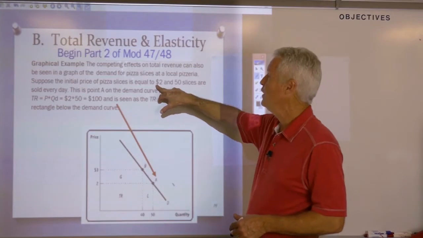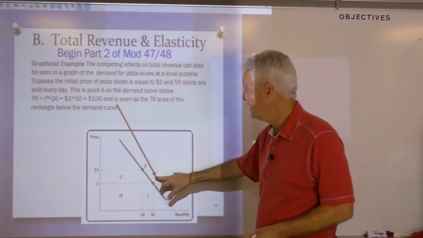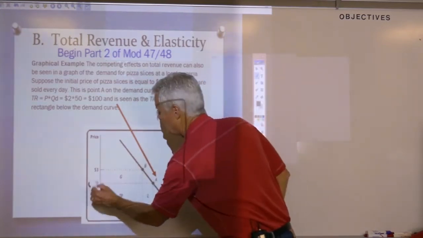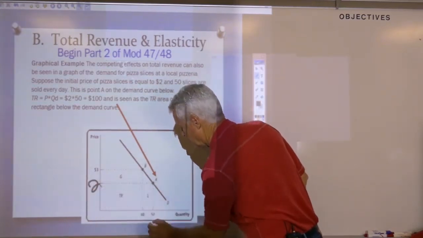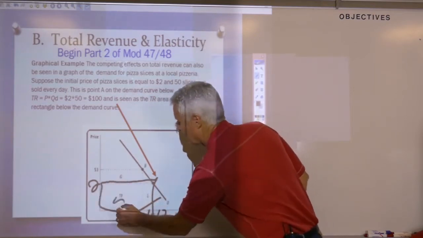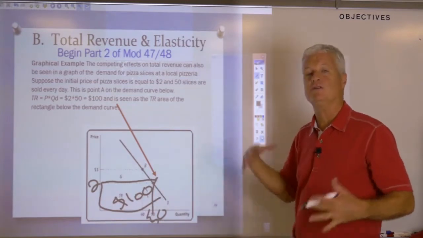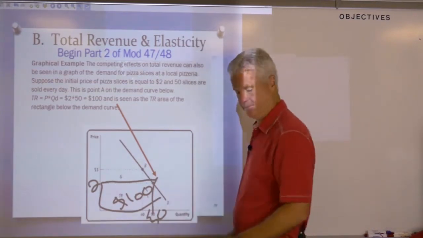In this case, we're charging $2 and we sell 50 slices of pizza. 2 times 50. There's $2, there's 50 units, and that rectangle there, total revenue, is $100. That's how it looks. That's how you should think about this.